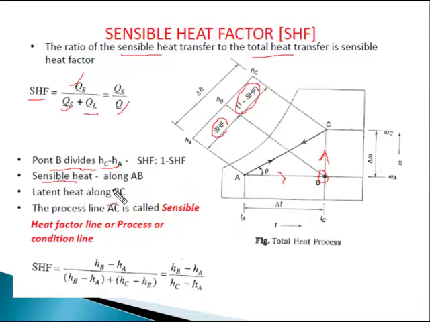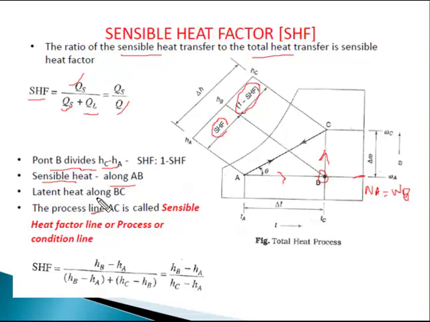Sensible heat occurs along AB, because we know that during the sensible process there is no difference in humidity ratio. At that time the humidity ratio will be constant. Here the humidity ratio of point A is equal to the humidity ratio of point B. So this process A to B is known as the sensible heat process.